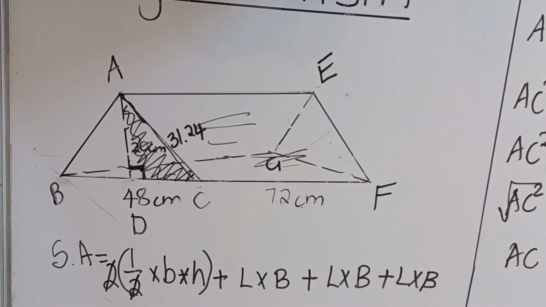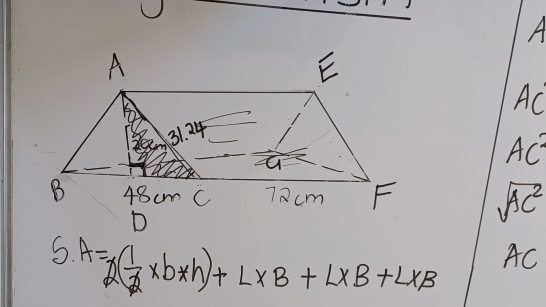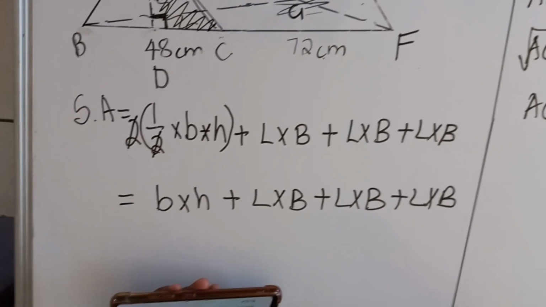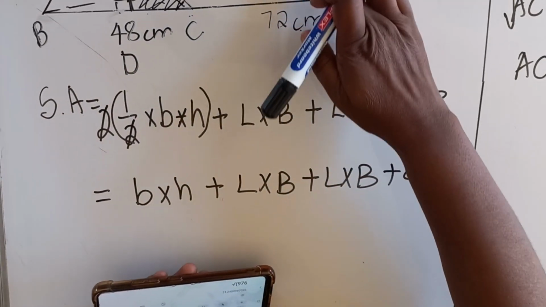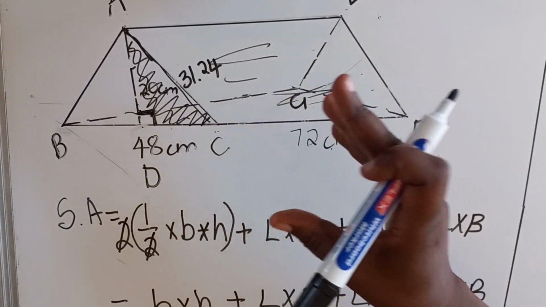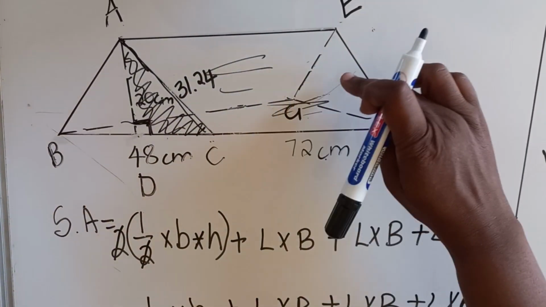Go to your diagram and put the value 31.24. And now if you take this information and put it here, you'll get the surface area, because you'll get the area for that one, the area for that one, and the area for the bottom one, and then add them and get the area of the sides.